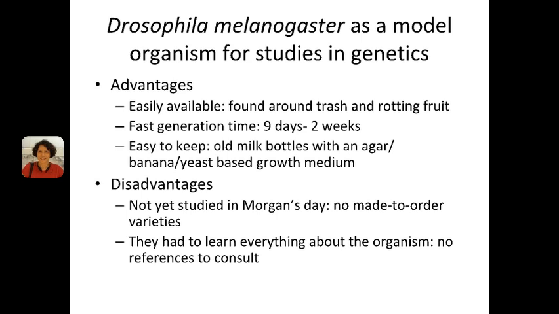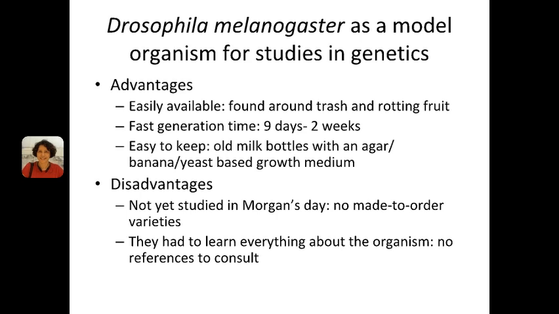At the time that Morgan was doing his experiments, that's what they would have used, those old glass milk bottles, and you fill them with a growth medium that has bananas in them and agar to make it a solid medium, and you put some yeast in it and some paper for the flies to walk on, and there you have it. You have a culturing medium for your flies.